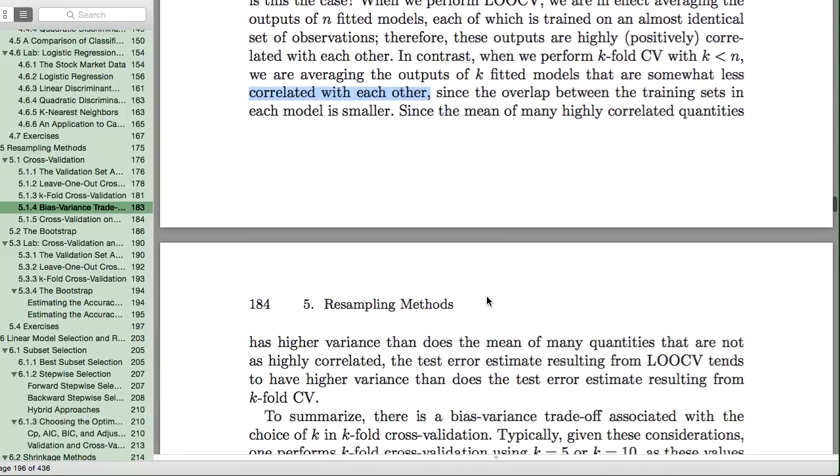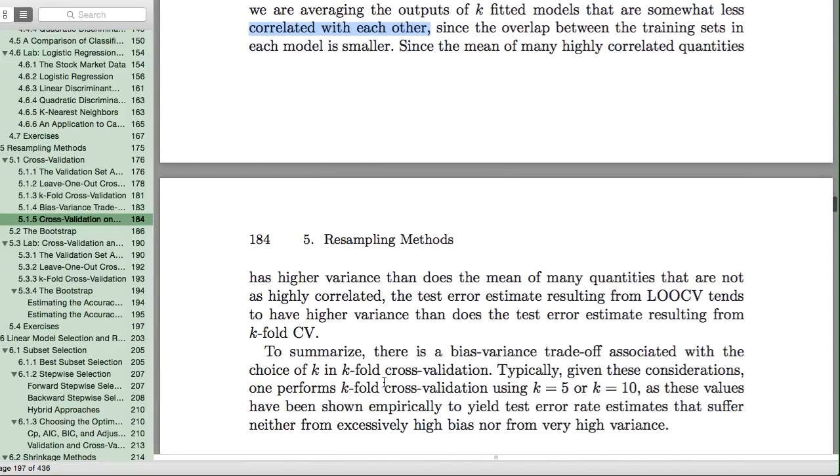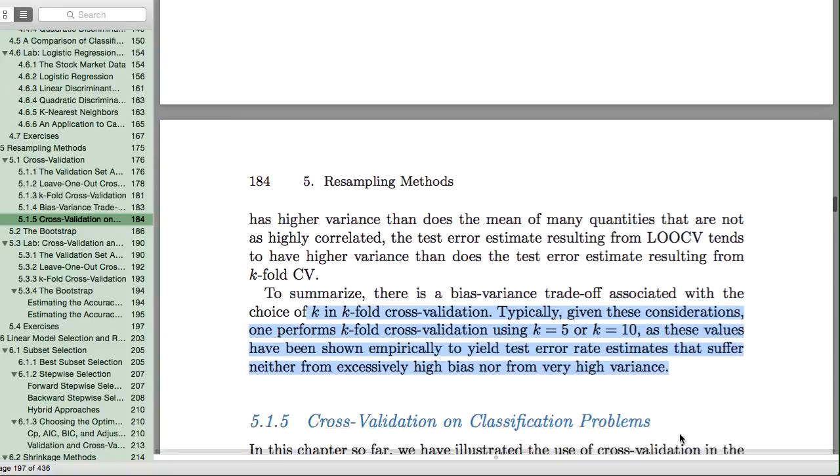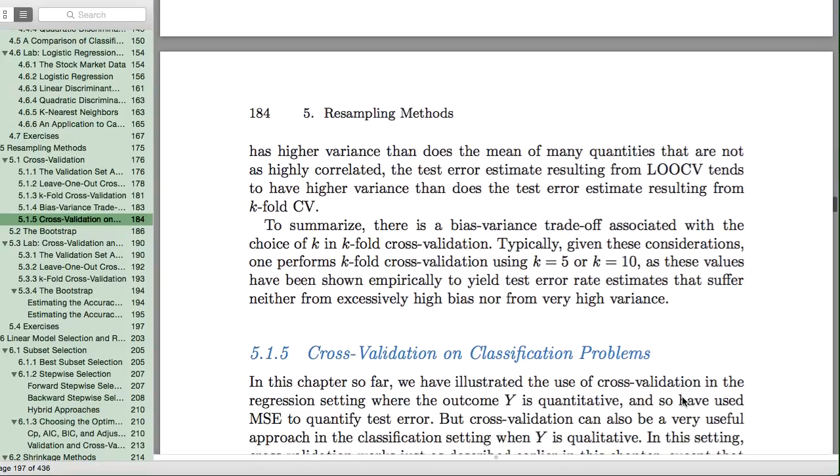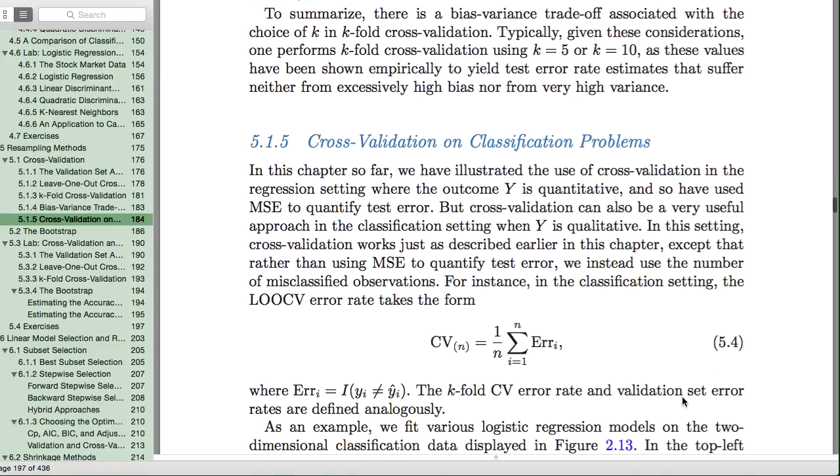And in particular, there's empirical research on this kind of cross-validation that shows that 5 or 10 are good numbers to use. Okay, and then there's a short section here on classification problems.